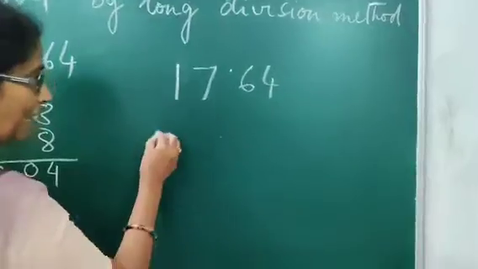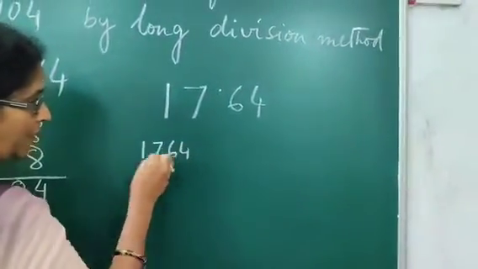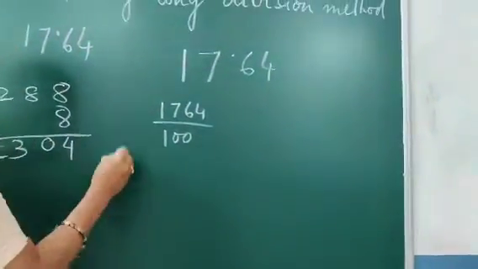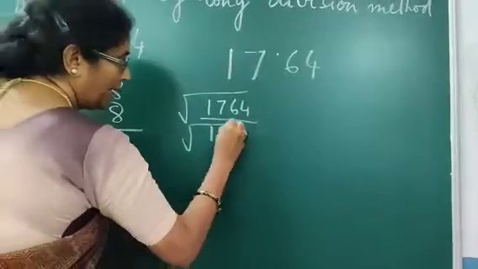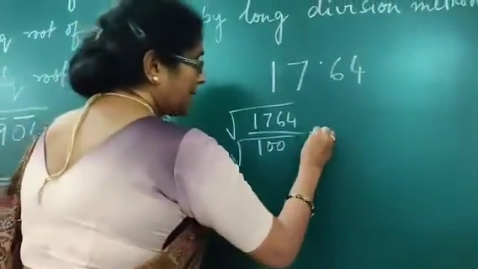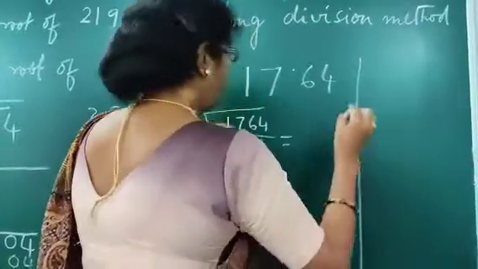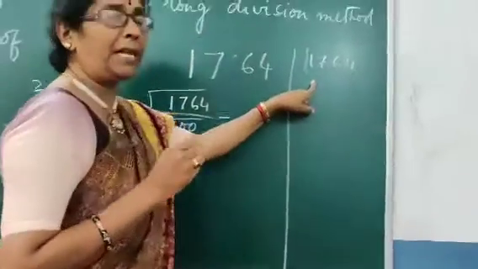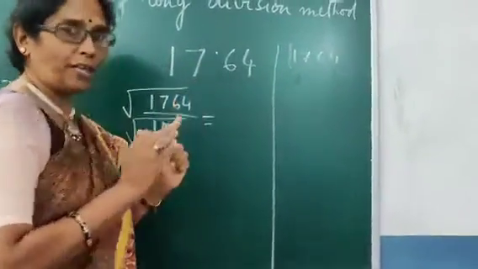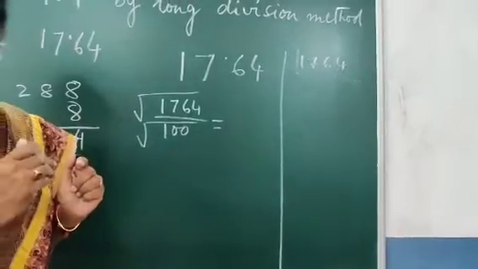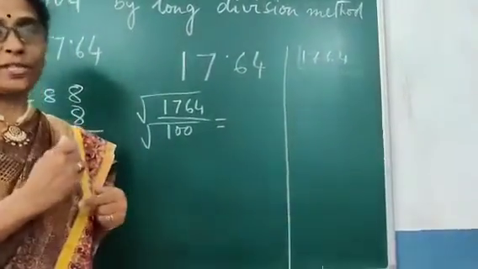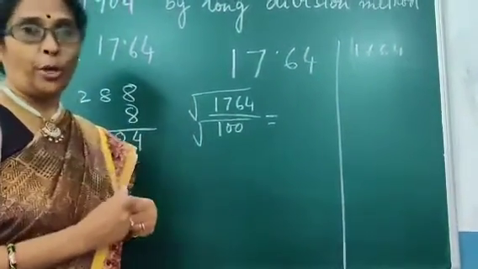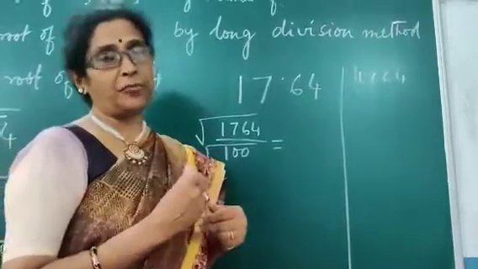17.64. Now at first I shall remove the decimal. Then I have to take out the square root of the given number. Now I have to complete this question separately. Here, either by the prime factorization method or the long division method. Children, I prefer the long division method. Once you understand, it becomes easy for you, because sometimes finding the prime factors is very difficult.